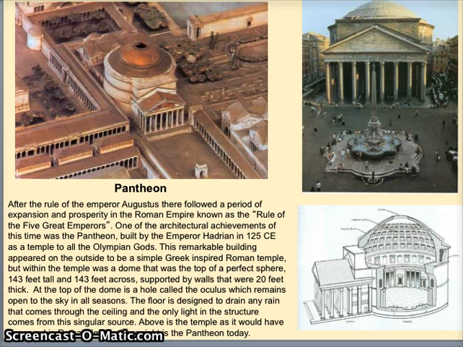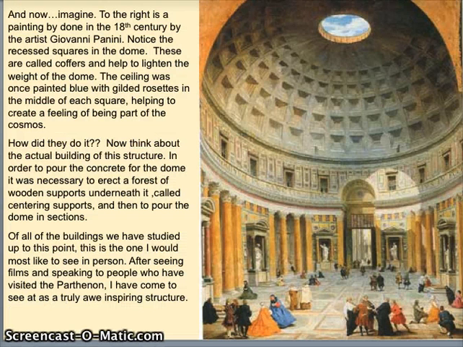You know, of all the structures of the ancient world, this is one that I would truly like to see, and it has been told to me that it's really something to behold, to be inside of it. Now imagine. This painting to the right was done in the 18th century by the artist Giovanni Panini. Notice the recessed squares in the dome when you look at the top. These are called coffers, and they actually help to take cement out of the dome so that it's lighter. This ceiling was once painted blue with gilded rosettes in the middle of each square, helping to create a feeling that when inside you were part of the cosmos.